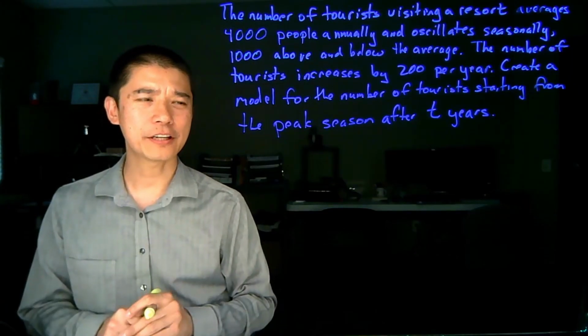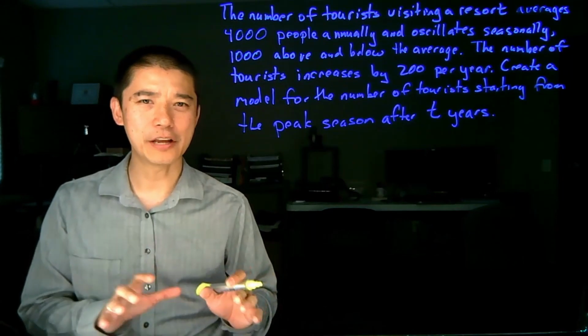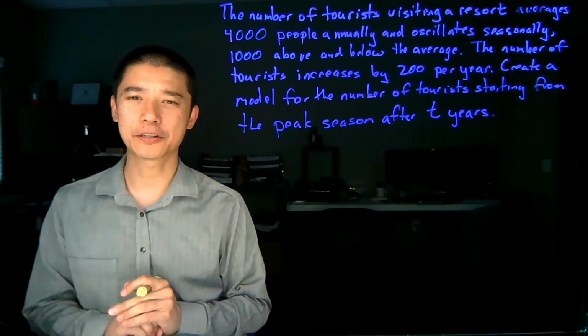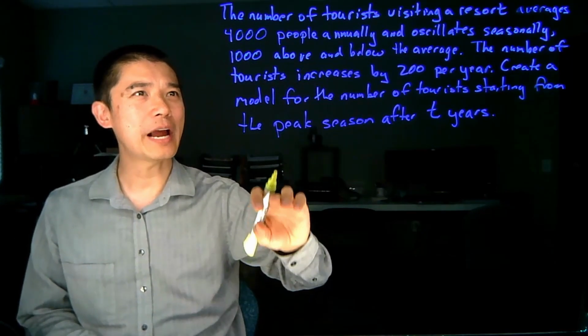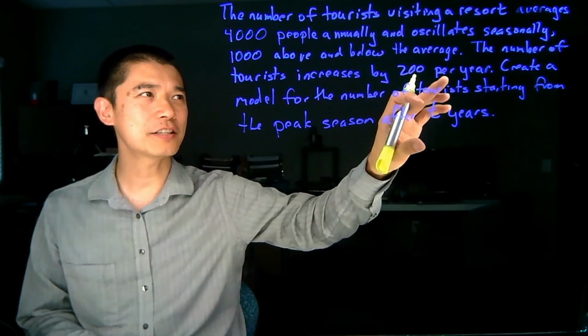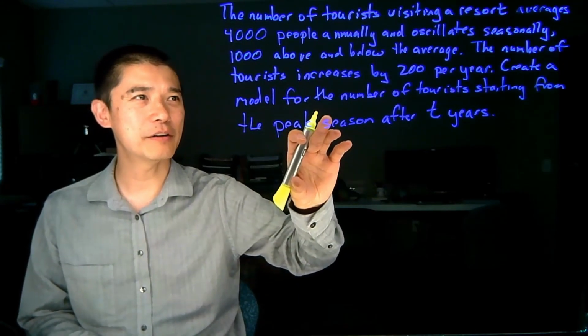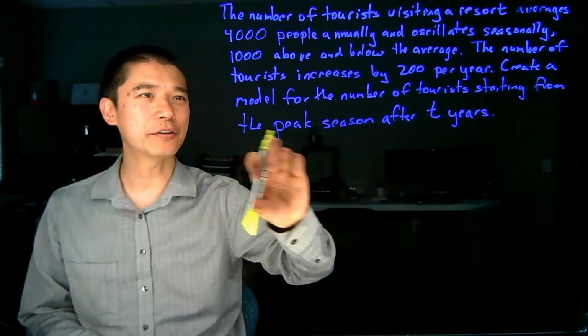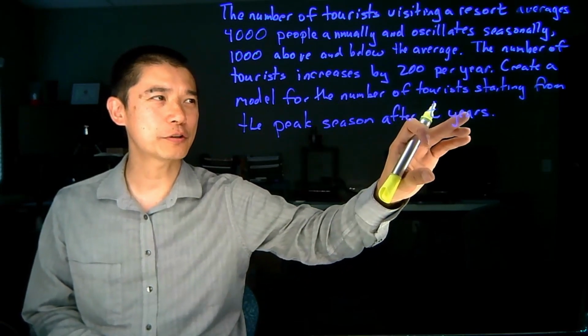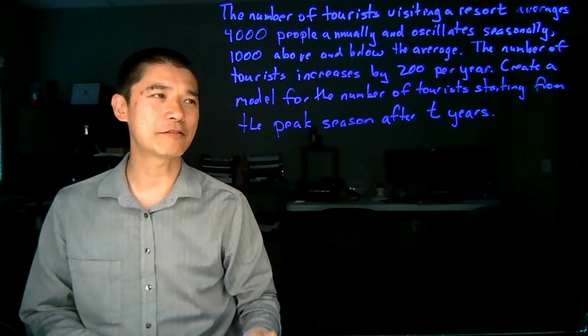The best way for us to get a handle on the idea of variable amplitude and variable midline is to think through a couple examples. So here's one. The number of tourists visiting a resort averages 4,000 people annually and oscillates seasonally 1,000 above and below the average. The number of tourists increased by 200 per year. Create a model for the number of tourists starting from the peak season after T years.